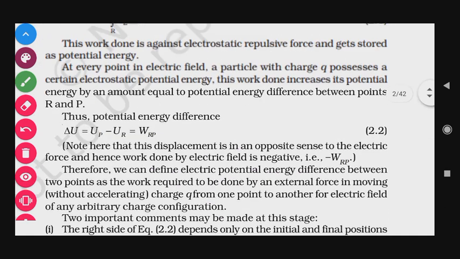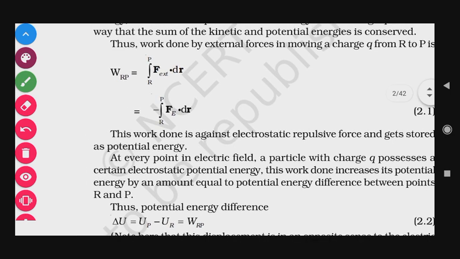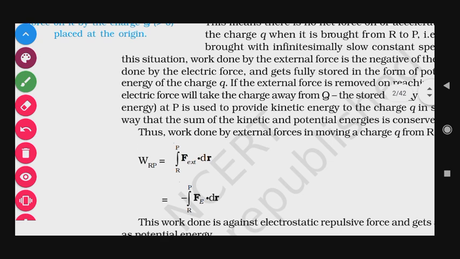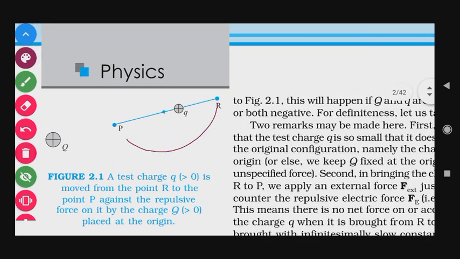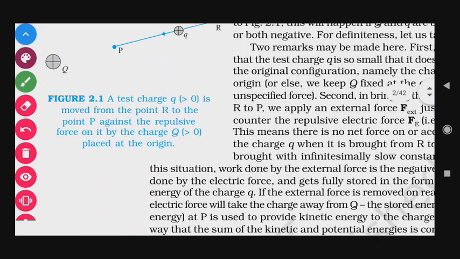As I already told you, from the equation also you can see this work done only depends on the positions R and P, the position of the two charges, the 2 points. So this is path independent. It doesn't matter by which path you bring the charge from R to P, only the position of the 2 points matters.